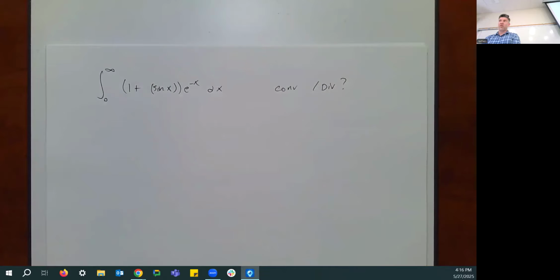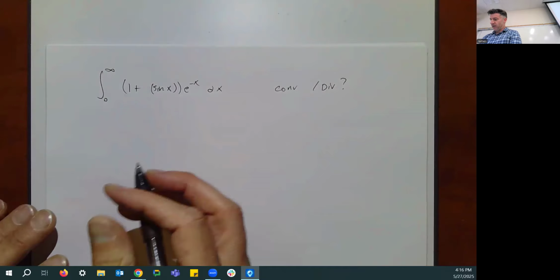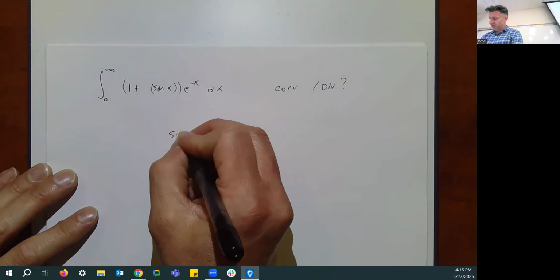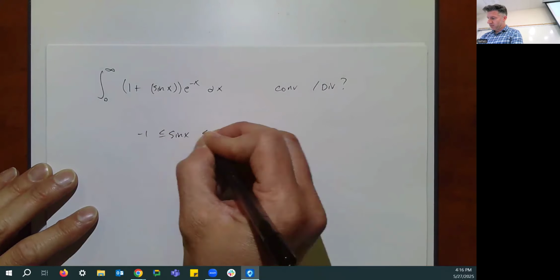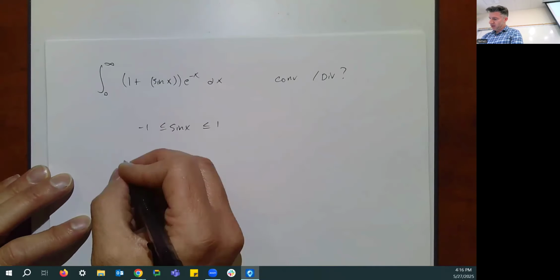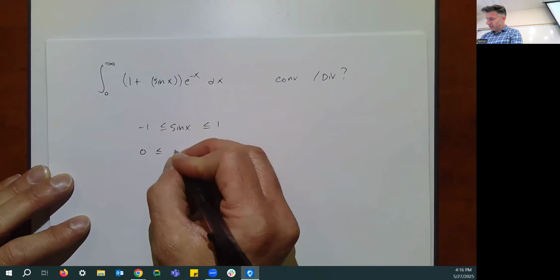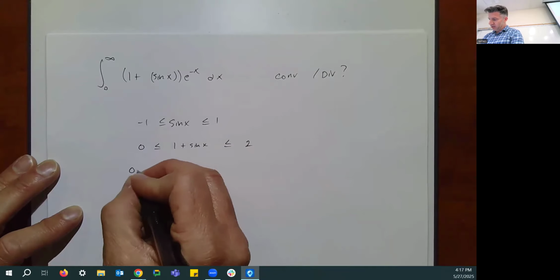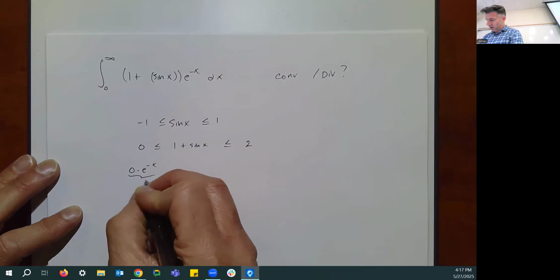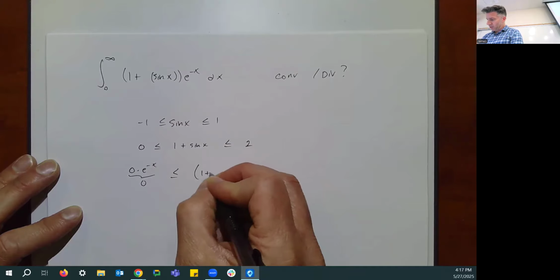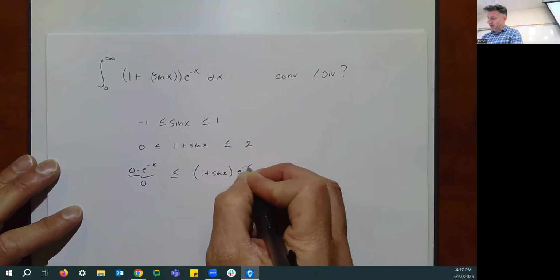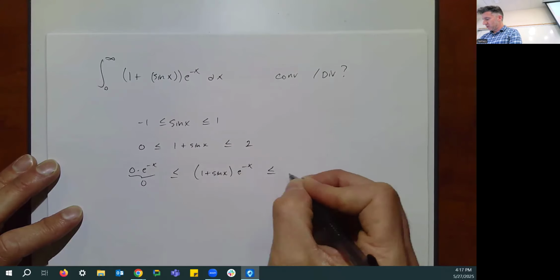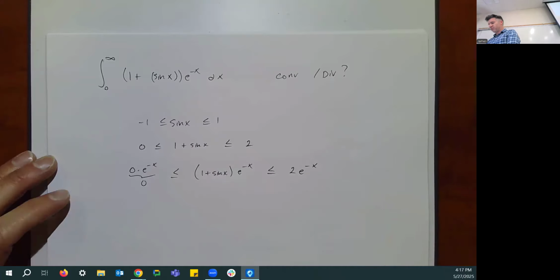My thought here is that we're supposed to use some sort of comparison test. So I would point out that we know that sine of x is always between 1 and negative 1. If I add 1 to that, 0 is less than or equal to 1 plus sine of x, which is less than or equal to 2. If I multiply everything by e to the negative x, 0 times e to the negative x, which is still 0, is less than or equal to (1 plus sine of x) times e to the negative x, which is less than or equal to 2 times e to the negative x.